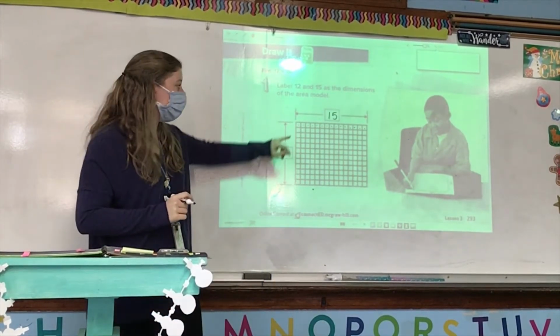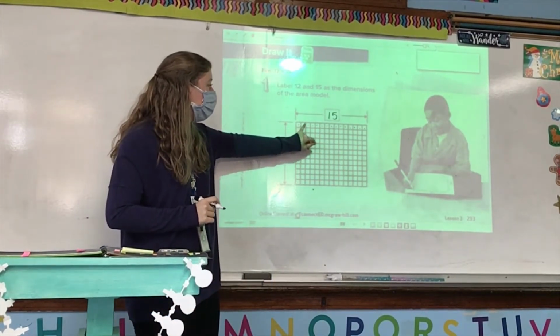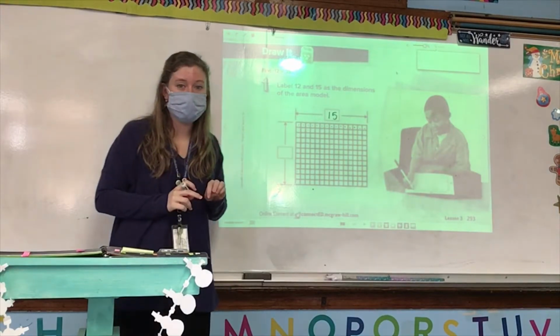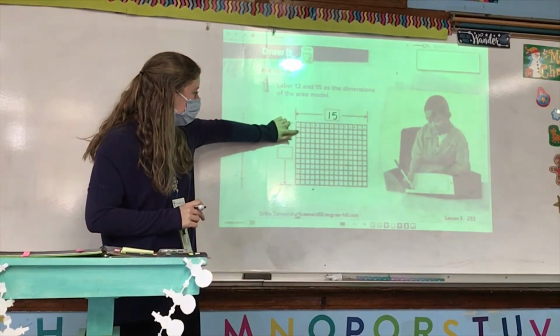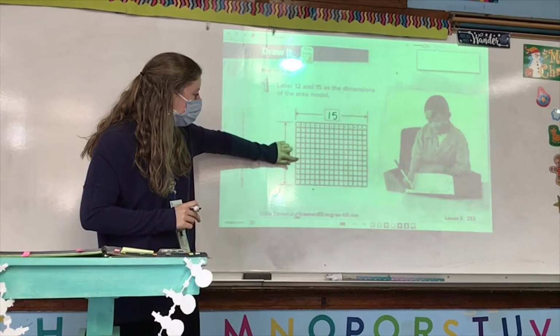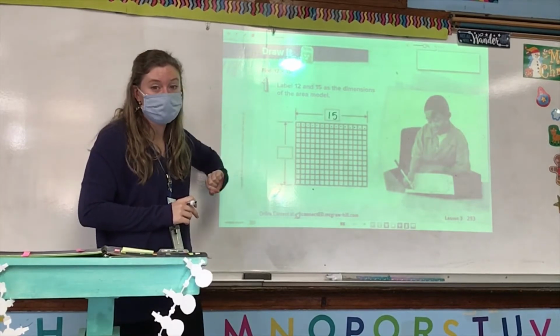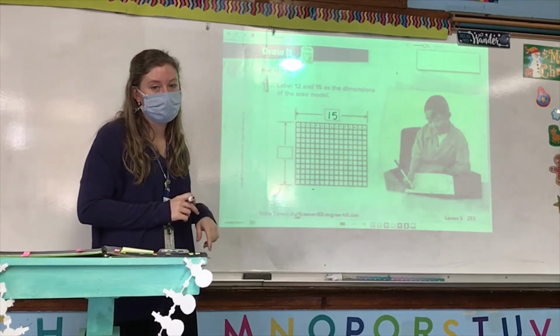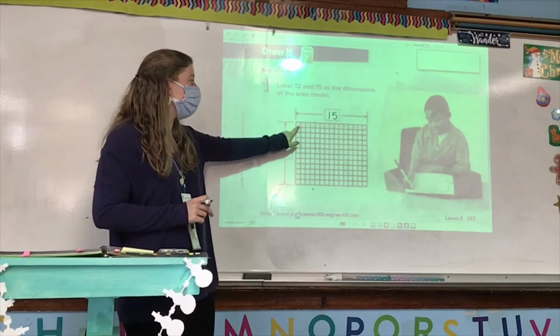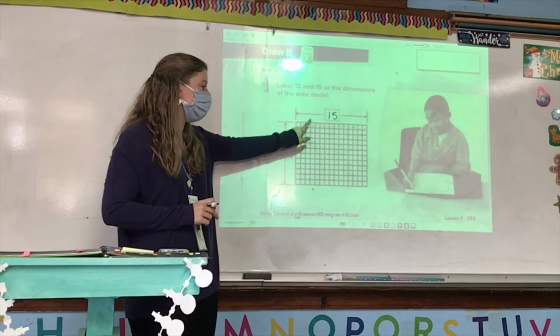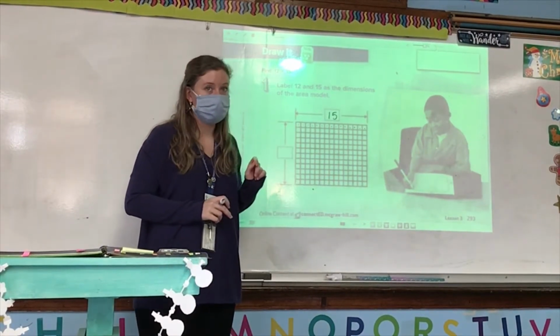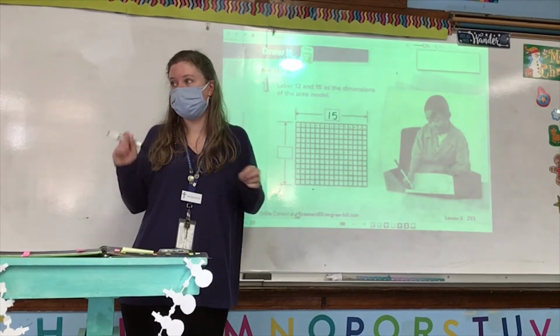Remember, when we're counting the columns, we're counting the top object in each column. If we count these, we're only counting the number of objects in a column, not the number of columns. To count the columns, you have to count the top object in each one. That's how you know how many columns there are.